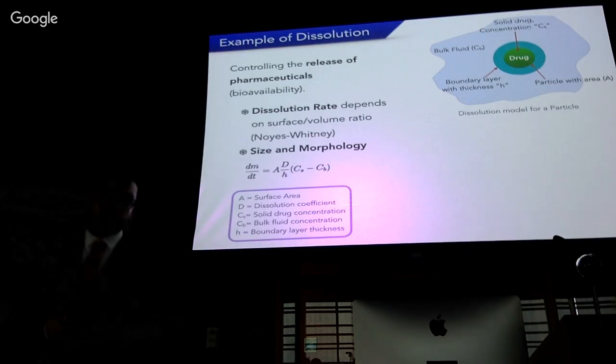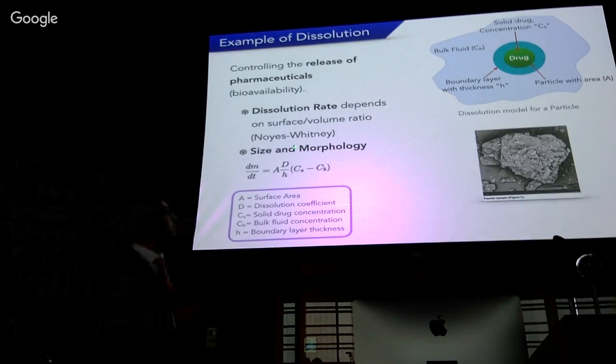The other example of why size matters is dissolution. Let's say this is a particle, a drop, and you want to dissolve it. The dissolution is given by this formula called the Noyes-Whitney equation. It describes the dissolution rate as equal to the area of the particle, times the dissolution coefficient, over h, which is this layer that you can see here, and then times the concentration gradient.